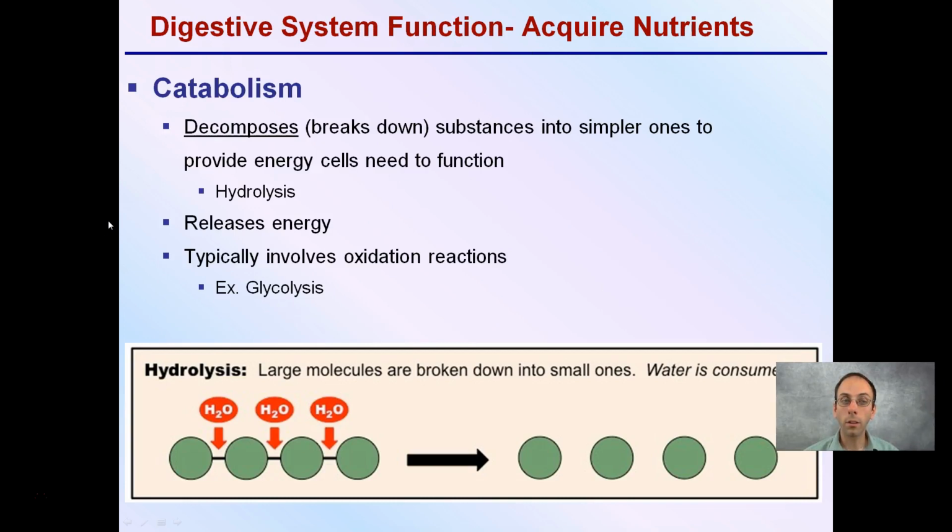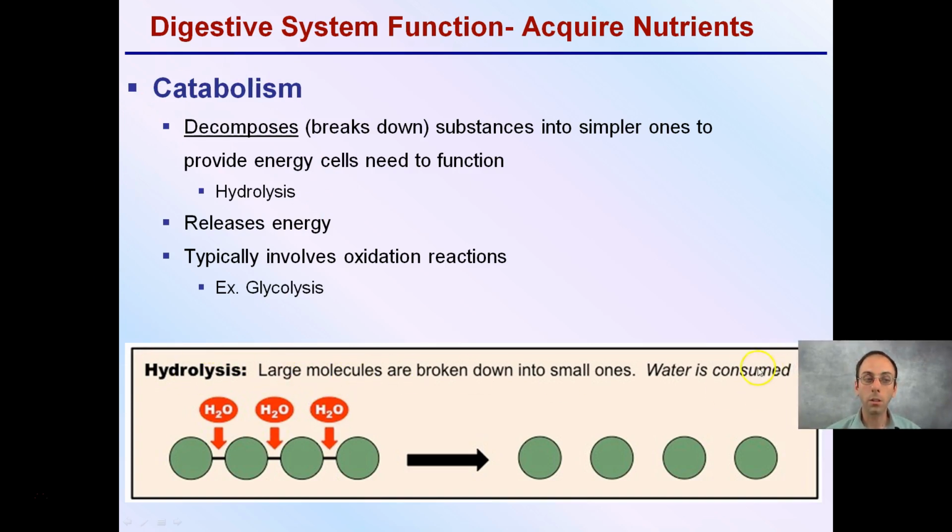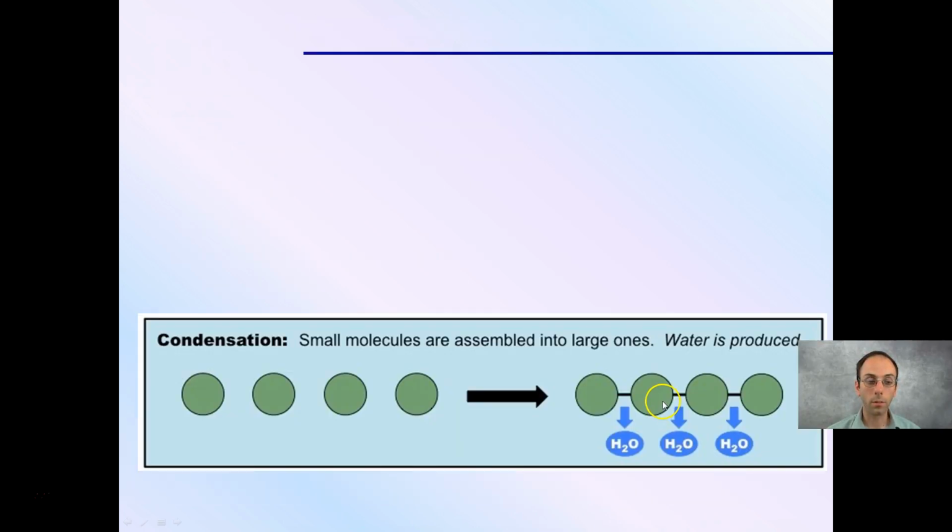Continuing on, our digestive system functions to acquire nutrients, and we have the ability to break down substances here. Hydrolysis, catabolism: large molecules are being broken down into small ones. Water is being consumed in this. This is releasing energy. Hydrolysis, using water to lyse or break apart molecules, releases energy, typically involves oxidation reactions, and glycolysis would be an example. So we take our complex molecule and break it down into simpler ones.